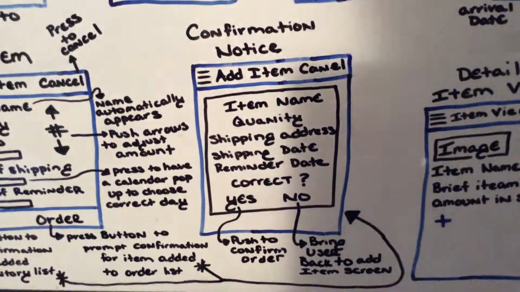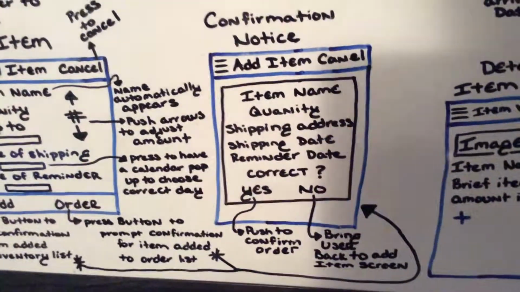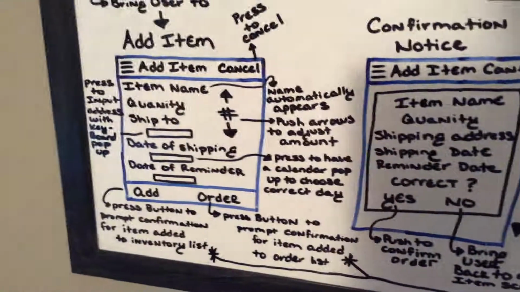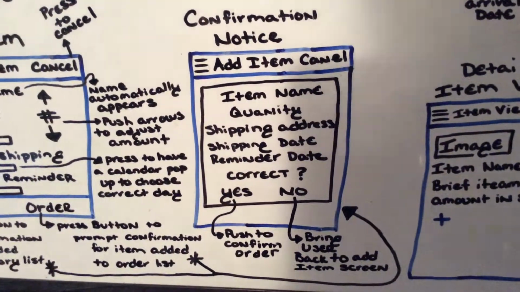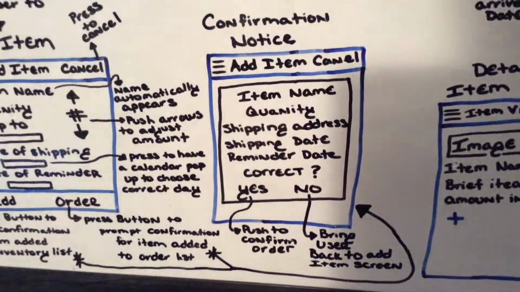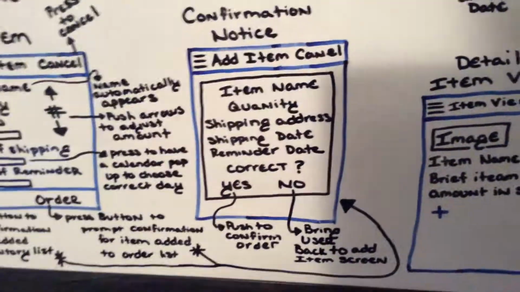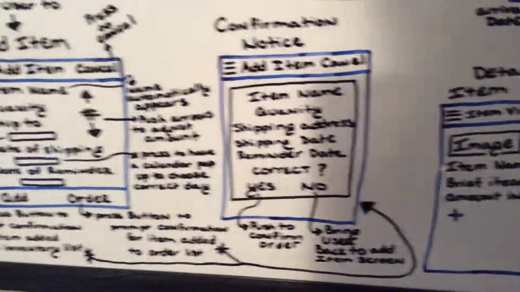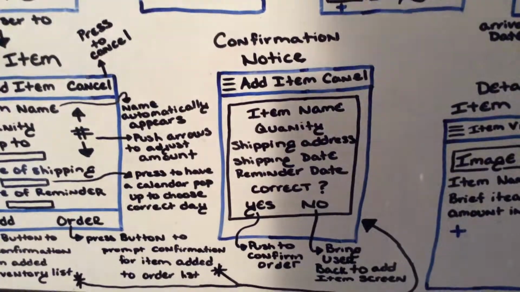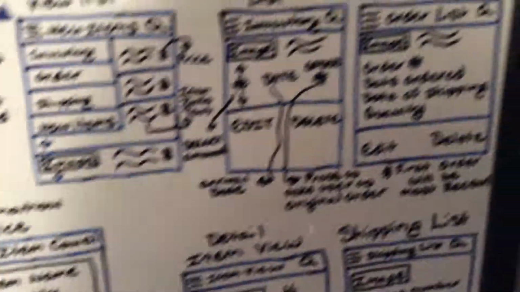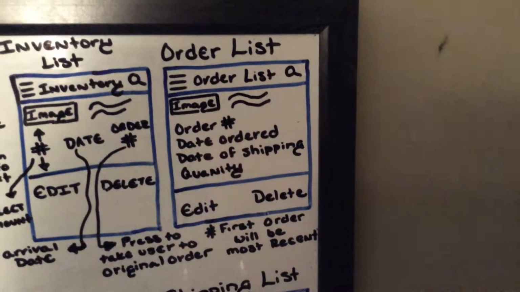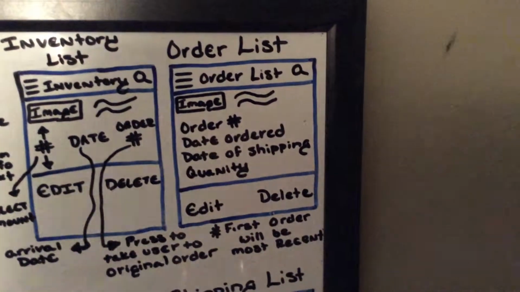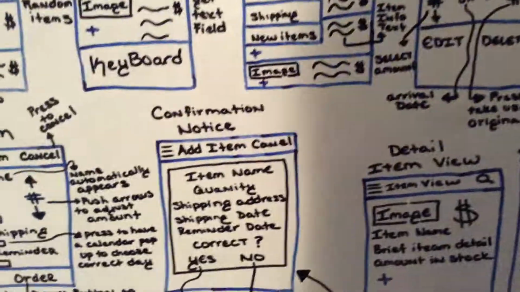Notice what it looks like. The item name, everything that you put in this particular form will repeat itself and clarify and verify the information, and you will hit yes or no to confirm it or not to confirm it. Let's say you didn't confirm it, you hit no, it will bring you right back to the form. But if you hit yes, it will give you the confirmation and bring you right to the order list, and it will show you the most recent order in the order list, which will be the order that you made.